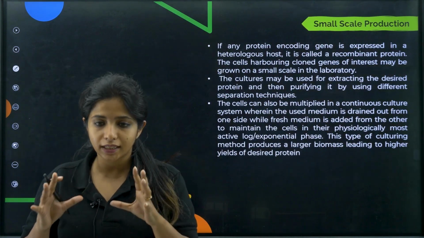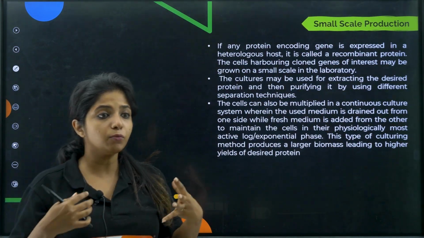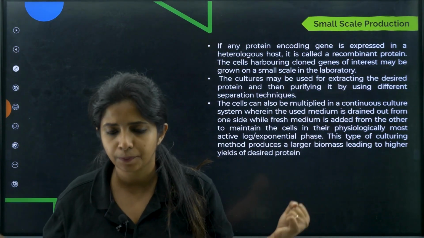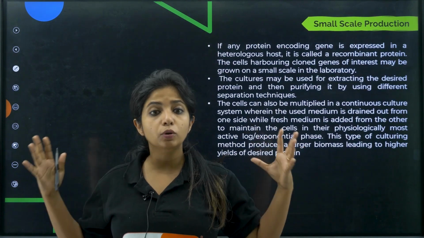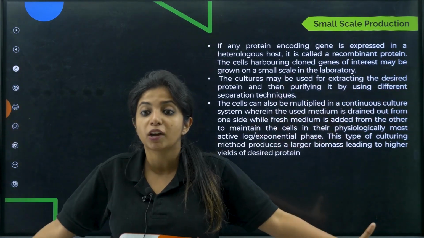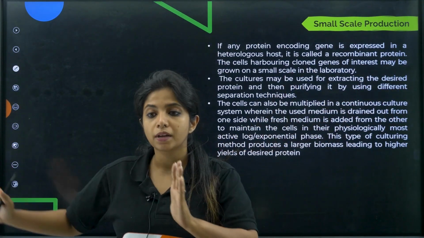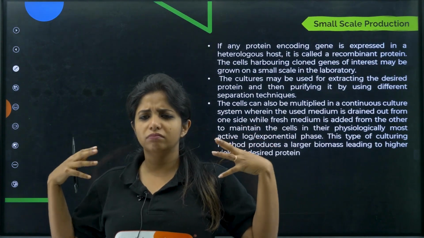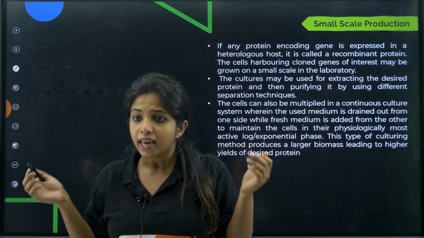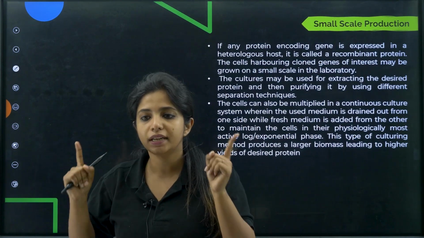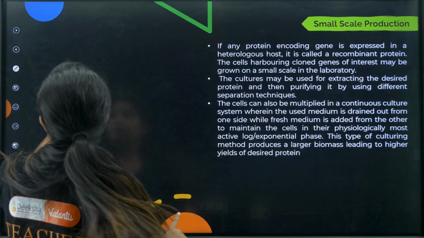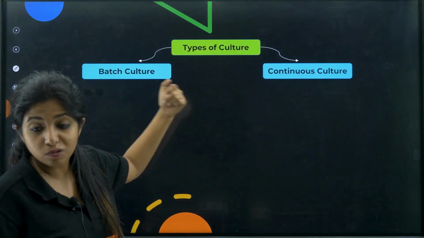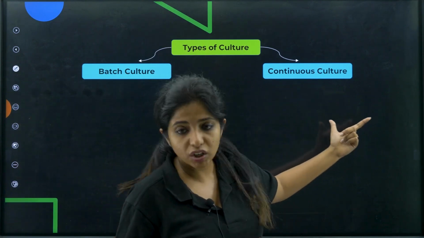So for small scale, there are 2 types of production. For example, if I want something in very large quantities, at this point of time I would be looking for big machines like bioreactors, about which we would be studying. As of now, I am looking for small scale production. I don't want too much product. In that case, what can be done? The things that can be done are of 2 types. One is batch culture and the second one is continuous culture.